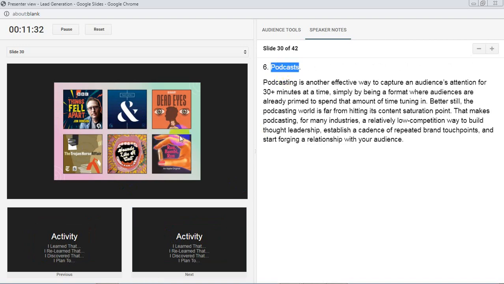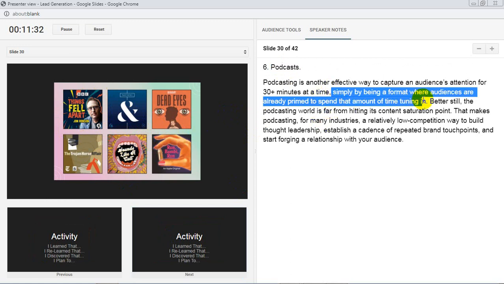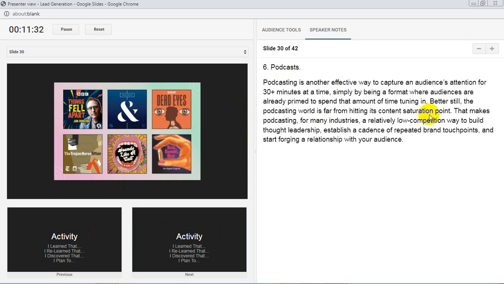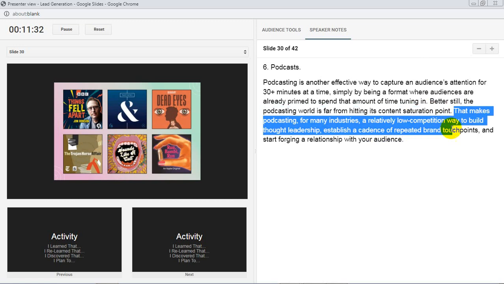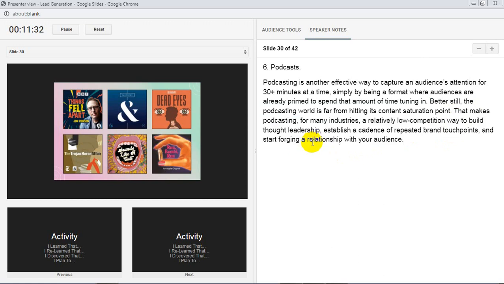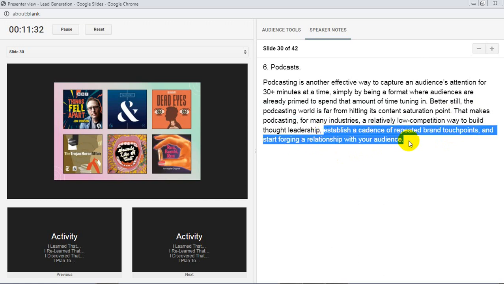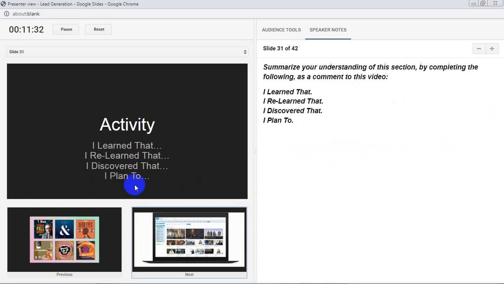6. Podcasts. Podcasting is another effective way to capture an audience's attention for 30+ minutes at a time, simply by being a format where audiences are already primed to spend that amount of time tuning in. Better still, the podcasting world is far from hitting its content saturation point. That makes podcasting, for many industries, a relatively low competition way to build thought leadership, establish a cadence of repeated brand touchpoints, and start forging a relationship with your audience.